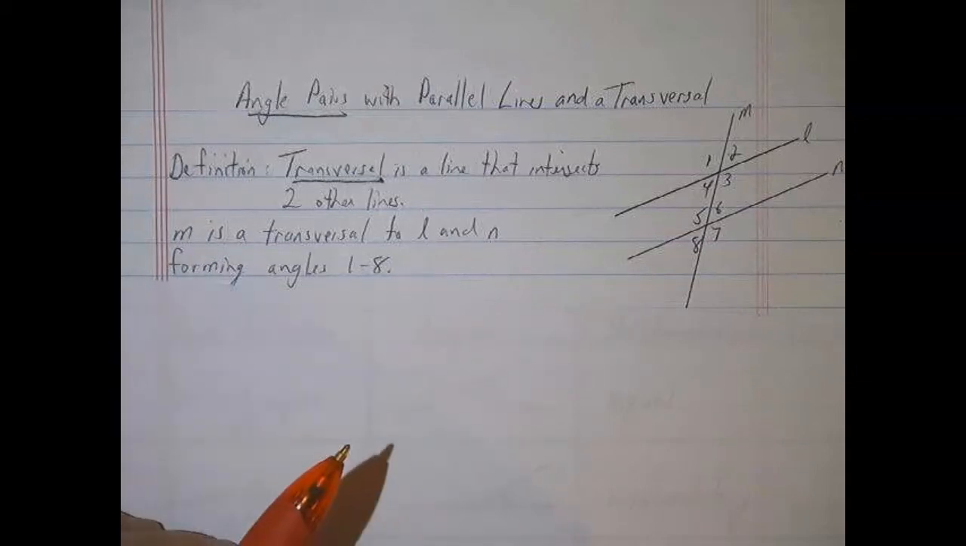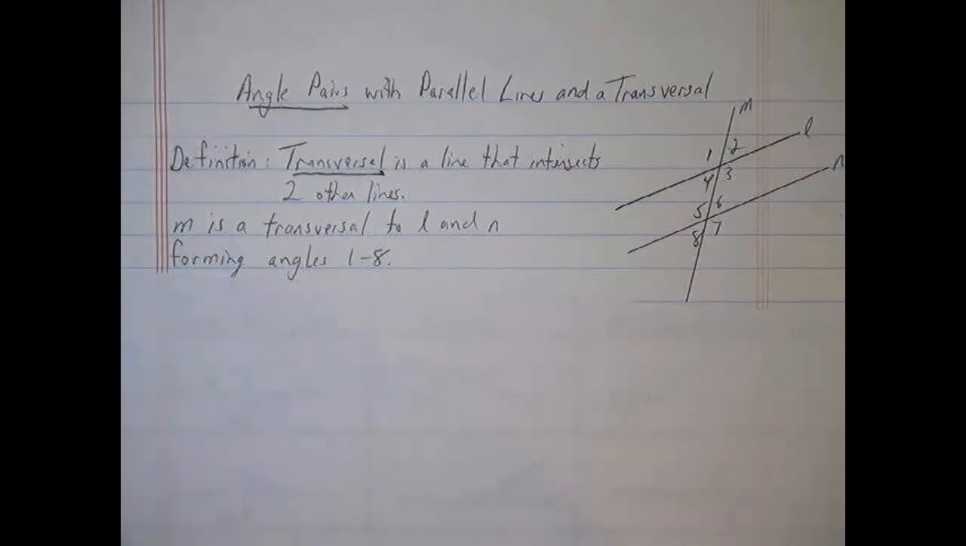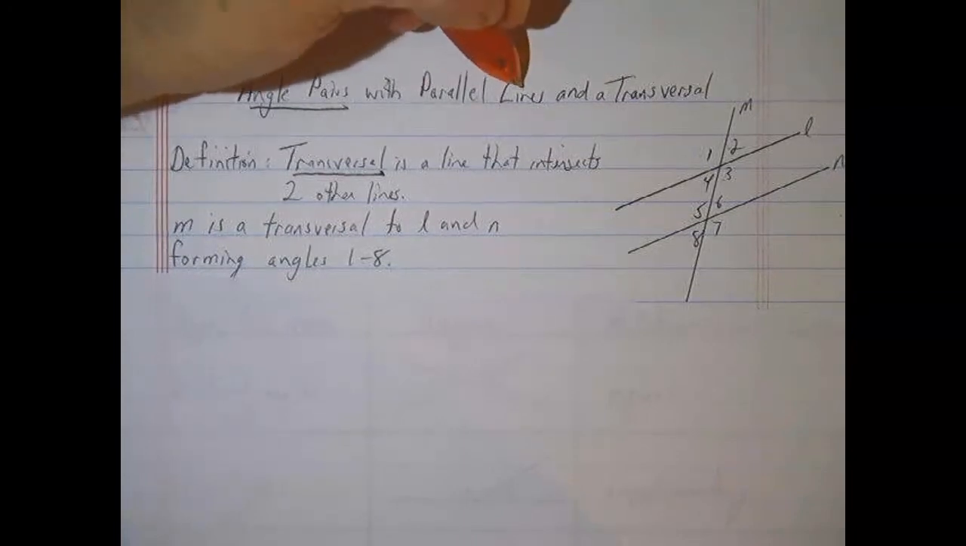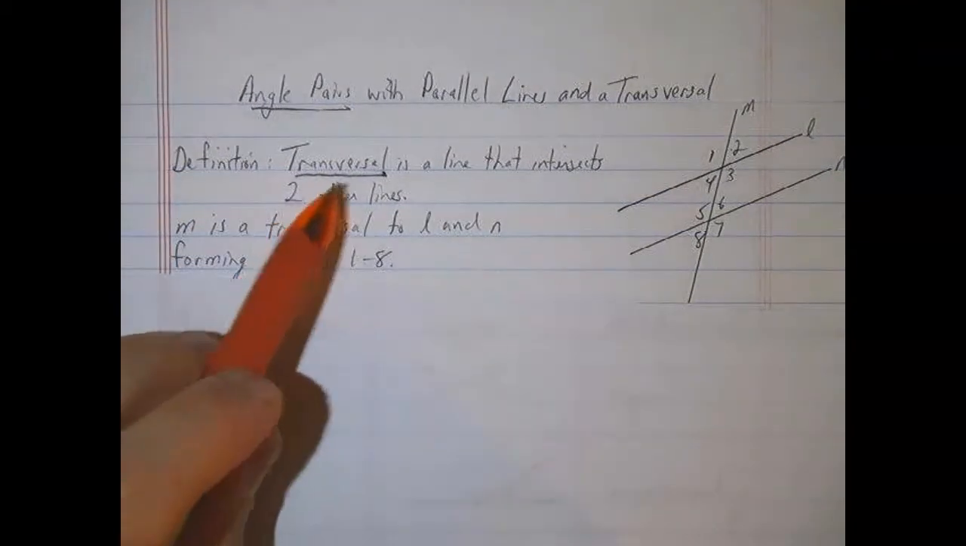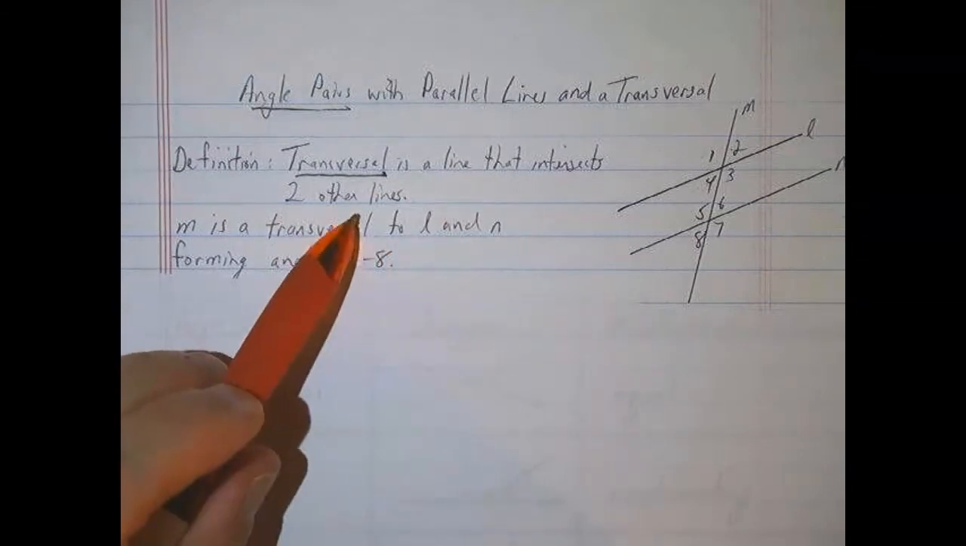Hello, and welcome to a video on parallel lines and a transversal and the angles that are formed when you have that. Okay, so we all know what parallel lines are, but what's a transversal? So first, a little definition. A transversal is just a line that intersects two other lines.